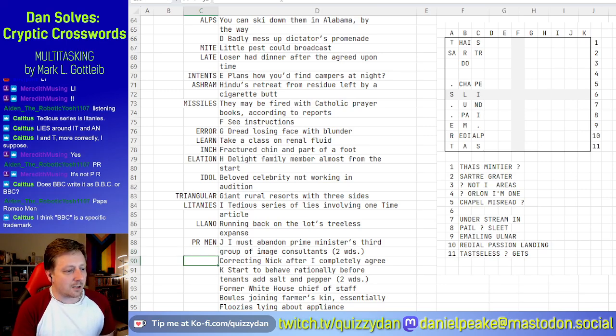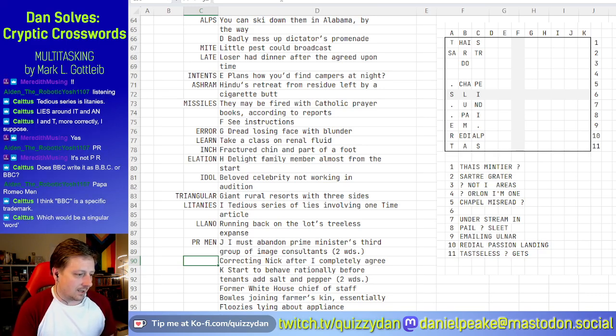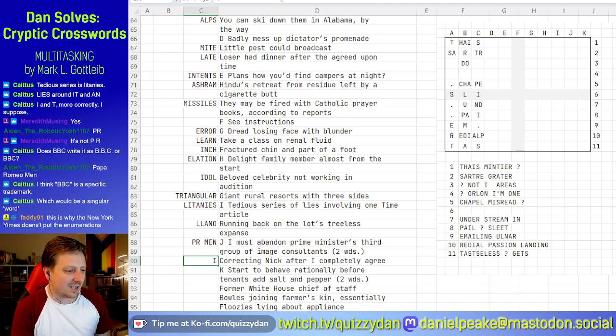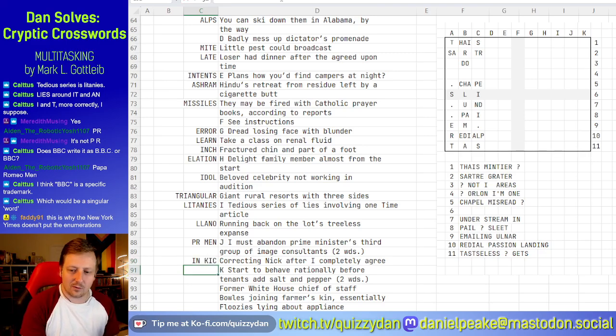Correcting Nick after I, completely agree. So it's going to be I, and then either an anagram of Nick. Yeah, an anagram of Nick in... I want it to be in sync. But all I've got is I, C, and K left over. So in kick is all I've got left.